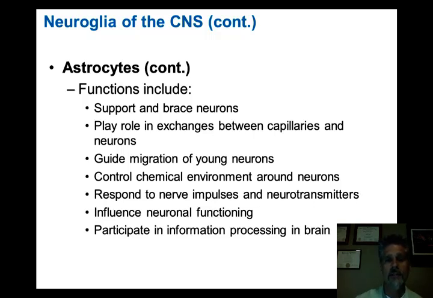They control the chemical environment, like we were talking about in terms of exchanges. They may take up some of the chemicals or even the waste products from the neurons. They respond to nerve impulses and neurotransmitters. Now, they are responsive to it, but they're not going to be transmitting signals throughout the body, like we talked about the neurons doing. They influence neuronal functioning. There are some slight effects of that. We'll talk about that a little bit later on. And they participate in information processing in the brain too. Some of those last couple are actually new functions that they found even within the last 10 years or so.